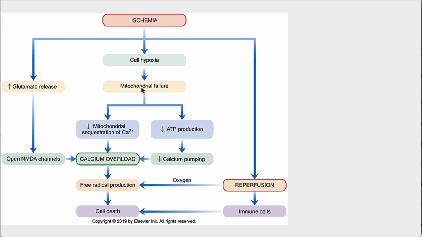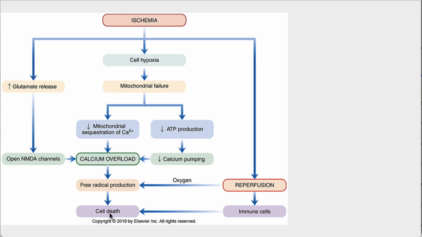And that causes the mitochondria to fail. What do the mitochondria do? They are the powerhouse or the energy store for the cell. And when that mitochondrial failure occurs, then you have a decrease in ATP production, right? ATP is the cellular economy. It's what makes things happen. It's the dollar unit of the cell. And so when that fails, then calcium pumping fails, and that leads to calcium overload in the cell, and that leads to free radical production. As free radicals are produced, then cellular death occurs.